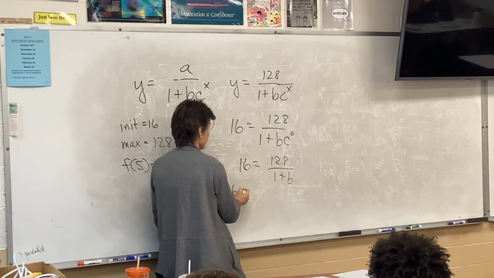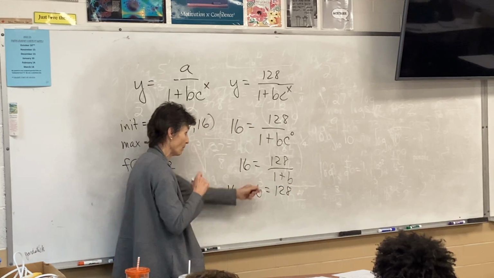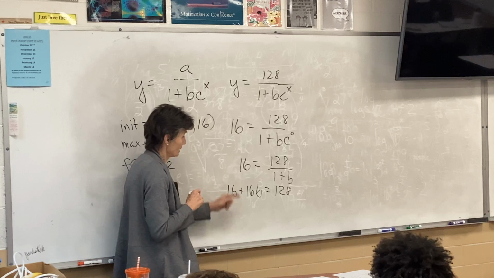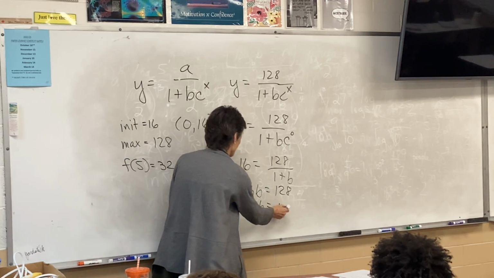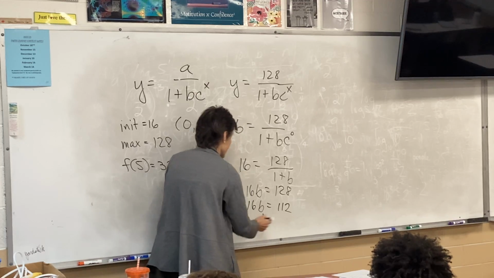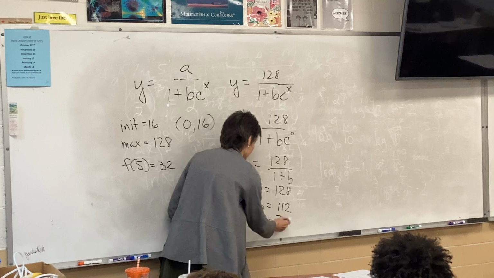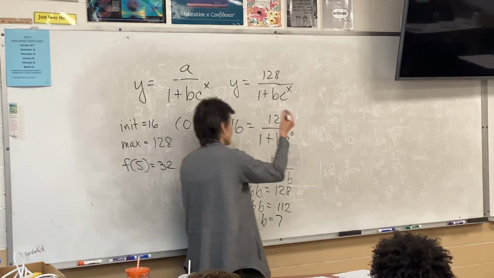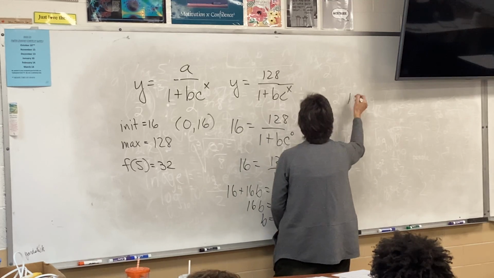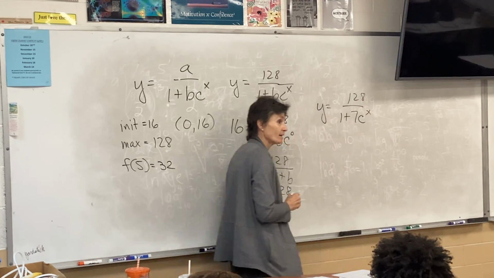So 16 plus 16b equals 128, if I multiply this over here. So what's 16b equals, what is that, 112? So what's 16 into 112? 7? So now I know b is 7. So then back to my equation, y equals 128 over 1 plus 7, c to the x.